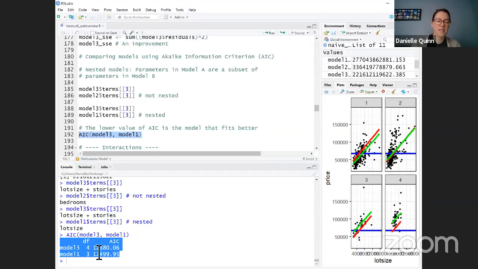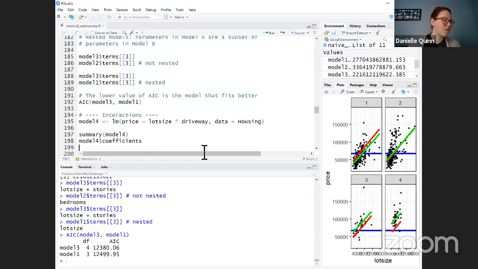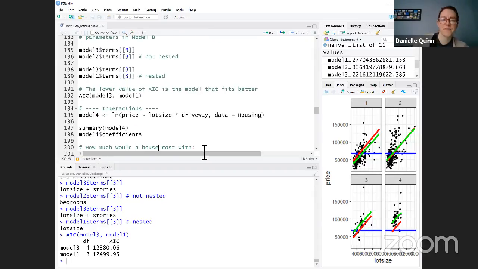So if this one was 12,380 and the other one was 12,381, they're not different. You know, one doesn't fit better than the other. So you have to have a difference of at least 3. So this is another way that you could say, not only is the SSE better, but also AIC is telling us that model 3 is better. So that could be another way of defending your model selection.